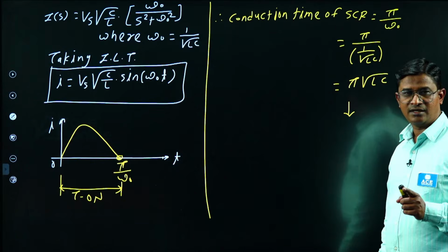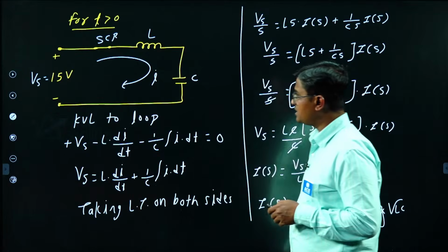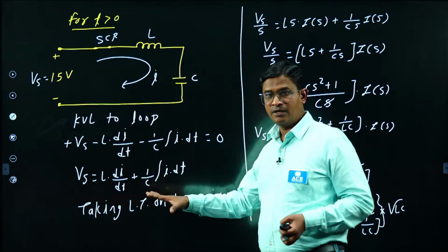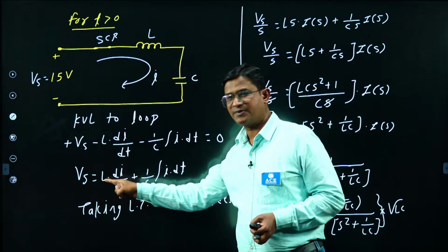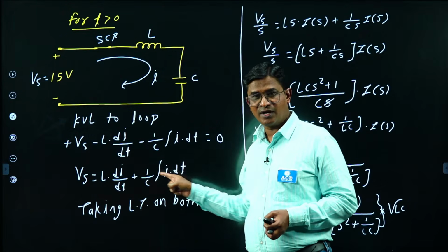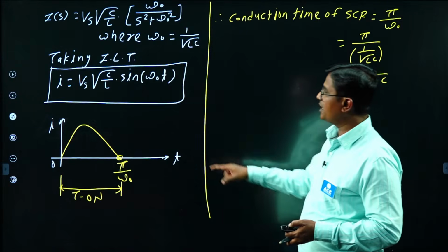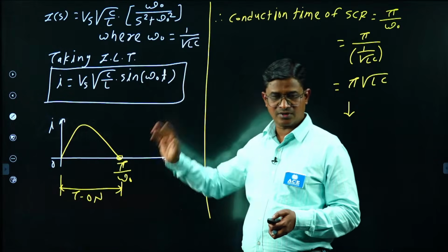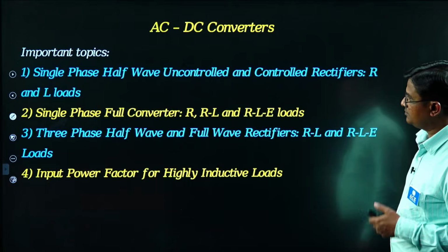You need to find the current expression, or simply you can take this as a reference for your tank circuit. In the tank circuit also we get this type of expression. If you get this reference, you can directly understand that the nature of the current will be sinusoidal. Okay, right? Next.